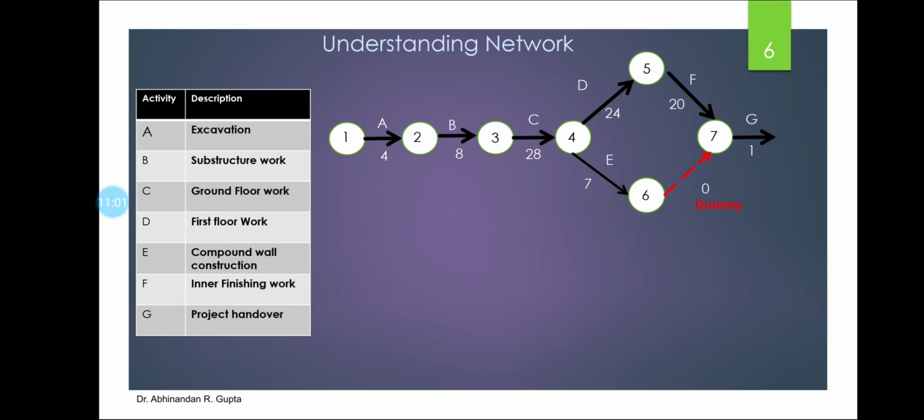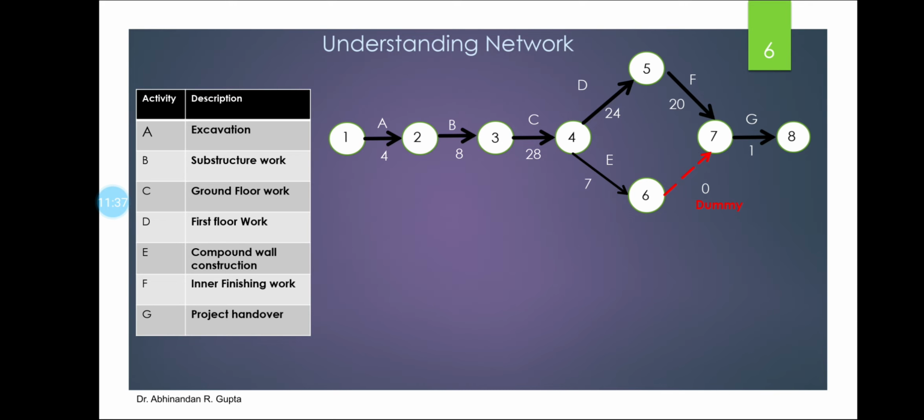Like there were two events, 7 and 6. So to complete the logical sequence, we need to add a dummy activity from 6 to 7. And the last will be event number 8, that is achieved only when G is completed, and G is nothing but the project handover. So you need to keenly observe whether you need to provide the dummy activity or not. Sometimes it is not necessary to provide the dummy activity.